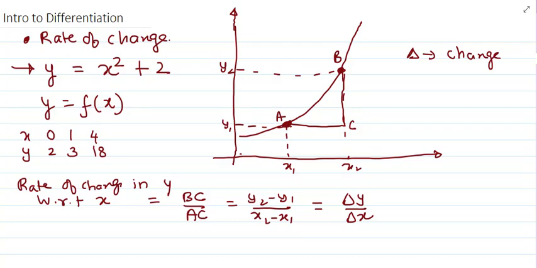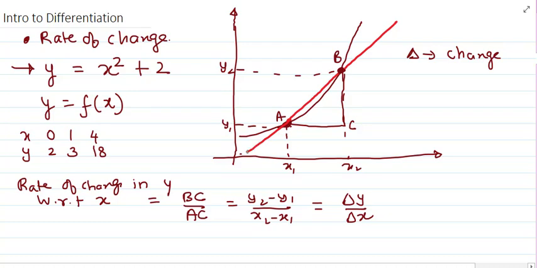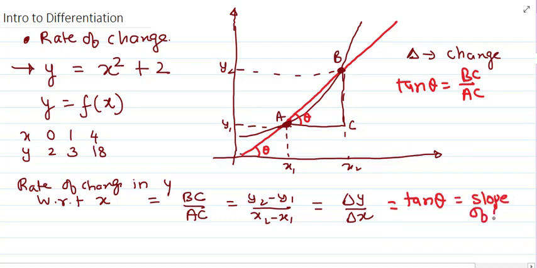Now let us say we draw a line joining these 2 points like this. Now let us say the angle that this line makes with the x-axis is theta. So this angle will also be theta, and tan theta will be equal to opposite side upon adjacent side, bc upon ac. Thus this bc upon ac, this rate of change in y with respect to x, is also equal to tan theta, and this tan theta is known as the slope of the line.